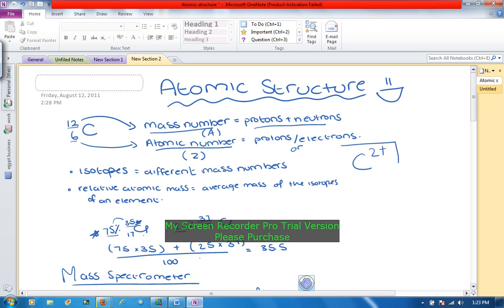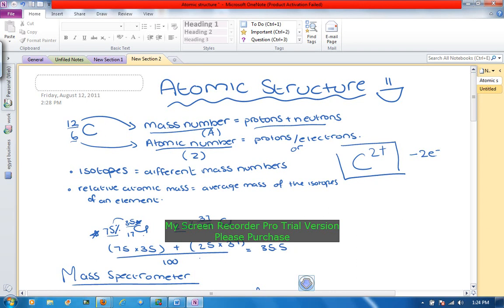However, if it's an ion, for example, in the case of carbon 2 plus, basically the number of electrons is 2 less than the number of protons, okay? And this is how you would calculate the number of electrons in carbon or any element.